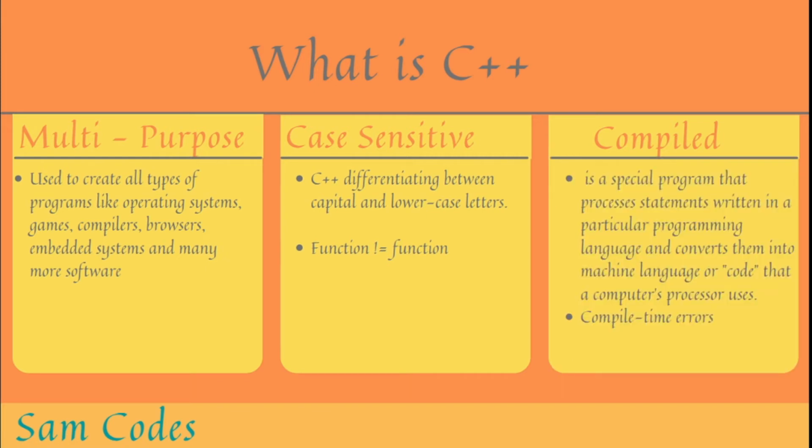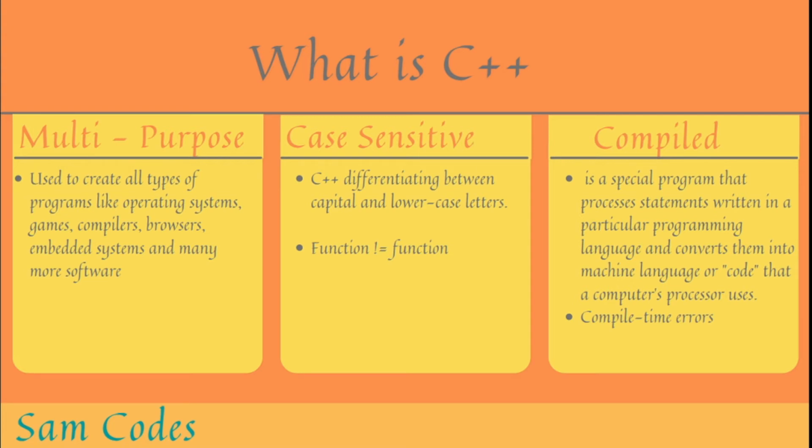And what we mean by a compiled programming language is that it converts a particular programming language, and in this case, it could be C++, it could be Java, and then it converts that into machine code. And this code is the computer's code, it's the computer's language. So that's what C++ is.